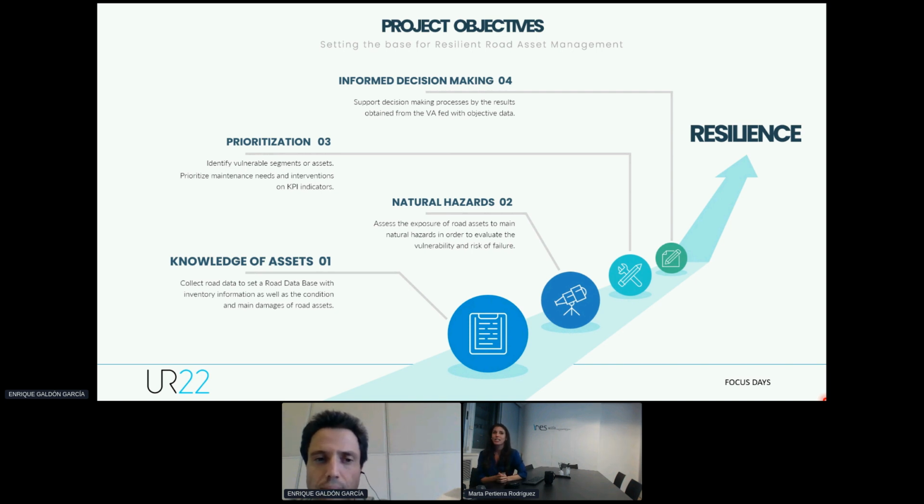The third objective is to develop a tool that can help us prioritize. So first thing is to identify vulnerable segments, vulnerable assets, and then do kind of a prioritization of the maintenance needs. And why we are doing that, that's the fourth objective, inform decision making. Provide enough information to the government of the FSM so that they can make decisions in an objective and well-supported way.